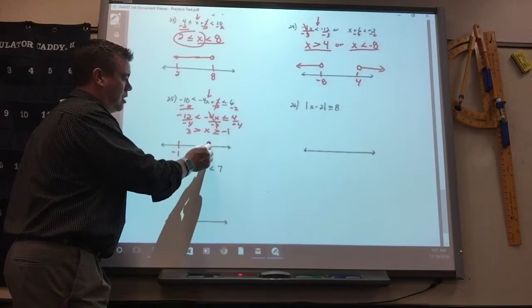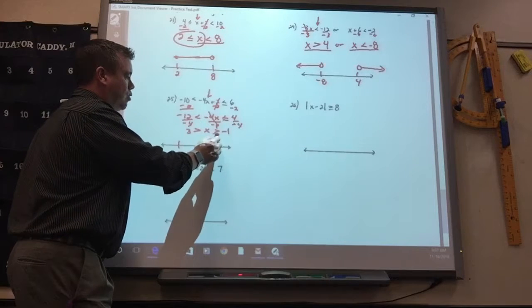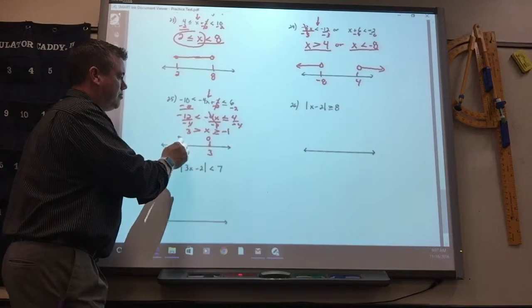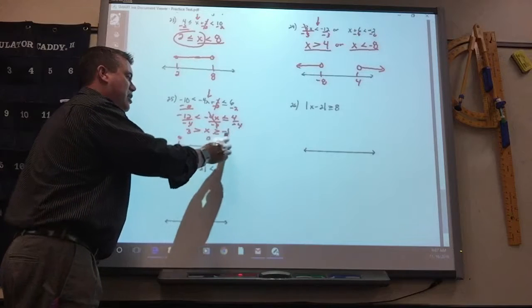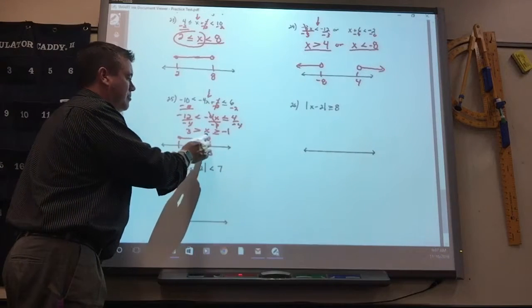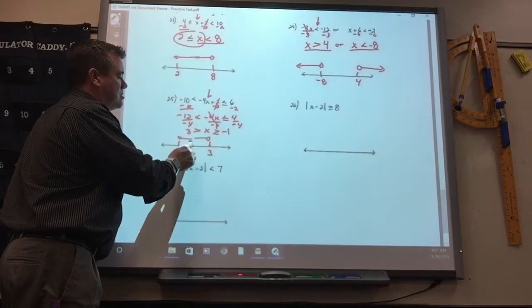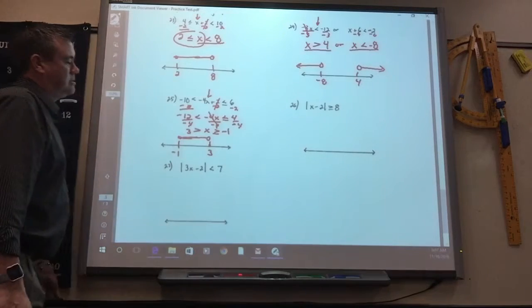At the 3, it's hollow. At the -1, it's filled in. X is greater than -1, so it's to the right. Here, x is less than 3, so it's to the left, so those connect.